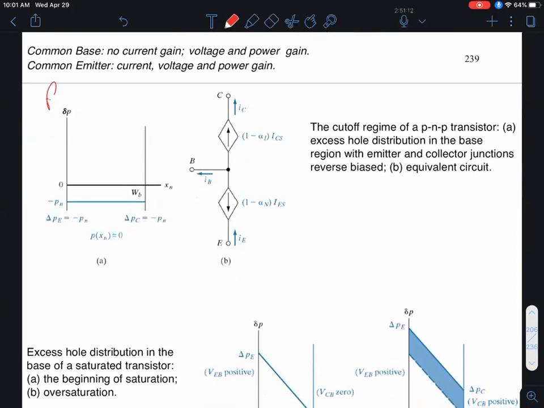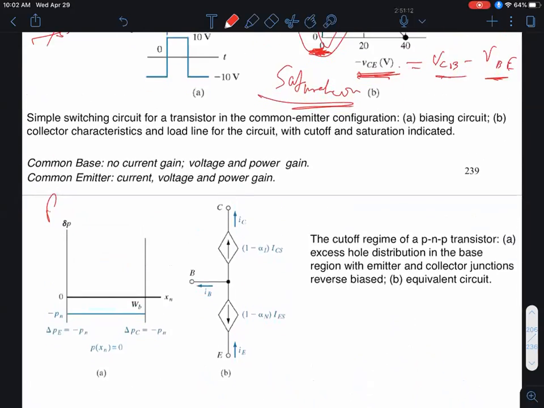So anyway, both junctions are reverse biased, so you can see that at both the emitter base junction and the collector base junction, the delta PE and the delta PC are close to zero. It's not exactly zero, it's actually minus the starting values, minus PN, which is the minority carrier hole concentration in the N-type base. But the bottom line is, in this case, the transistor will act in the high impedance mode, so-called cutoff. The transistor is cut off.